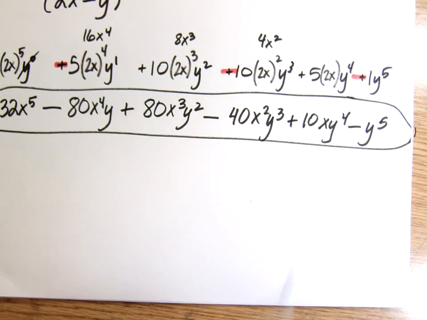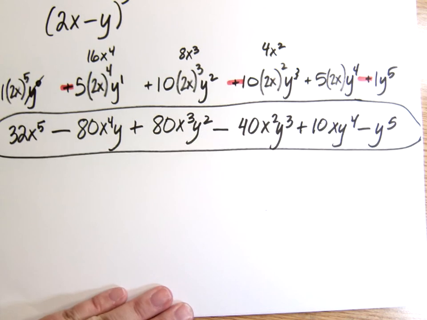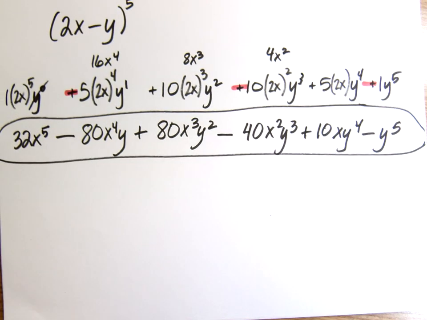Just think of how much work that would have been if we had to multiply it all out by hand rather than using the patterns that we get out of Pascal's triangle. And that's pretty much all there is to it.